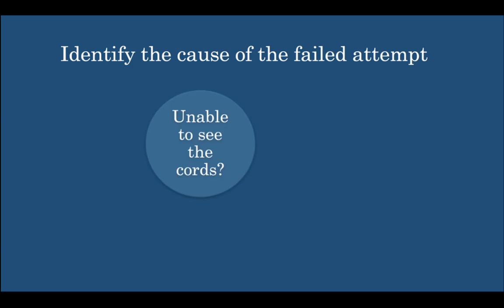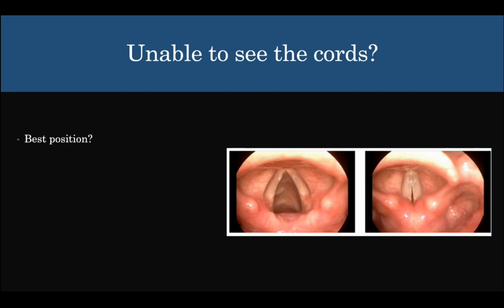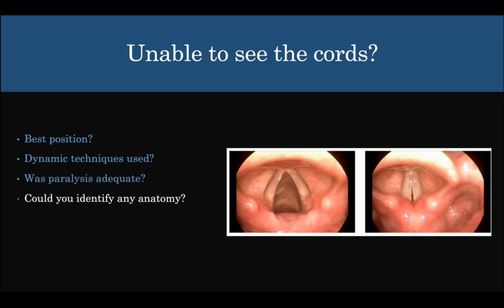It's usually two things. Either I couldn't see the cords or I couldn't pass the tube. We'll talk about video and direct and how each of them have their challenge with these. But regardless of what tool we use, we're going to tailor our skill to get it the second time. So if the problem was that I couldn't see the cords, ask yourself, are they in the best ear to sternal notch sniffing position? Did I use dynamic techniques to help position the airway as I intubated? Was the patient fully paralyzed so that I was able to have optimal view of the cords?